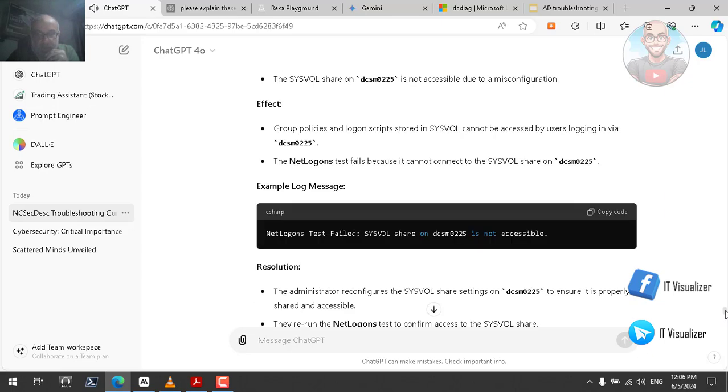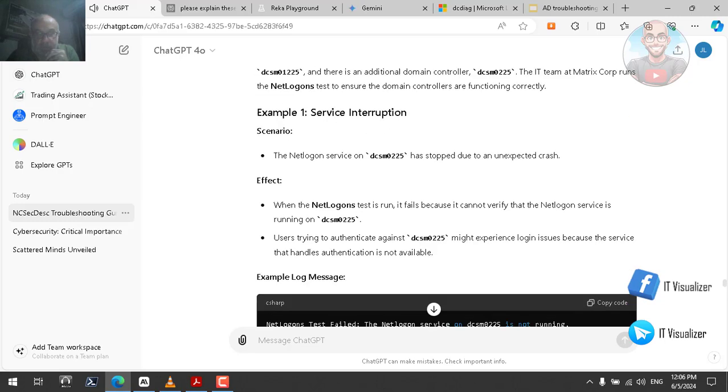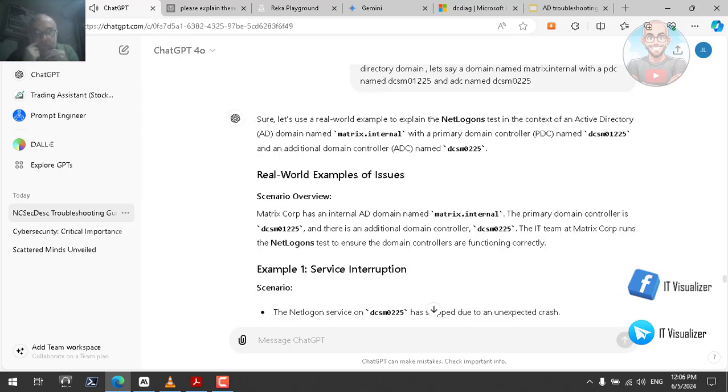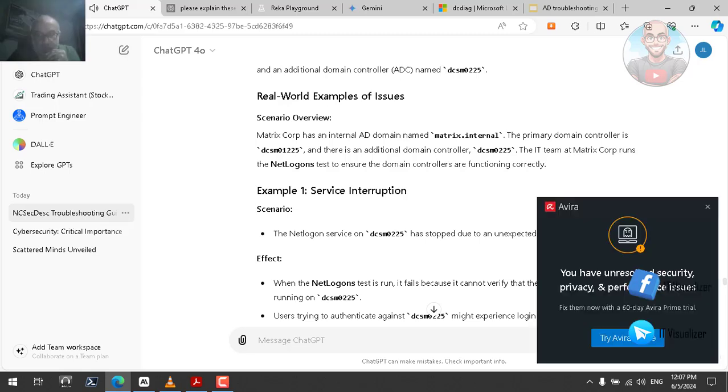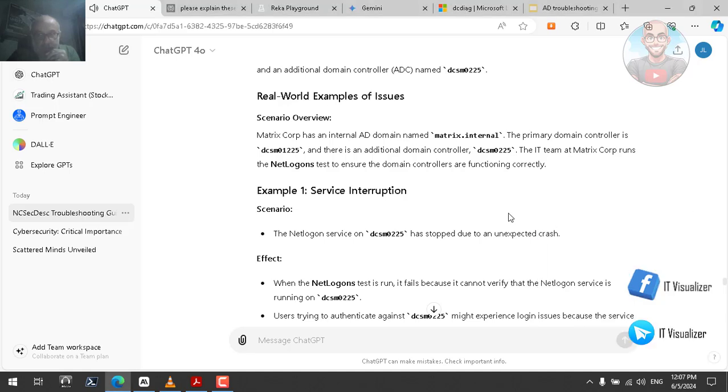Sure, let's use a real-world example to explain the Netlogons test in the context of an Active Directory (AD) domain, matrix.internal, with a primary domain controller (PDC) named DCSM01225 and an additional domain controller (ADC) named DCSM025. Real-world examples of issues. Scenario overview. Matrix Corp has an internal AD domain named matrix.internal. The primary domain controller is DCSM01225, and there is an additional domain controller, DCSM0225. The IT team at Matrix Corp runs the Netlogons test to ensure the domain controllers are functioning correctly.